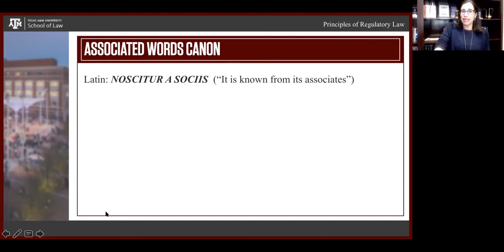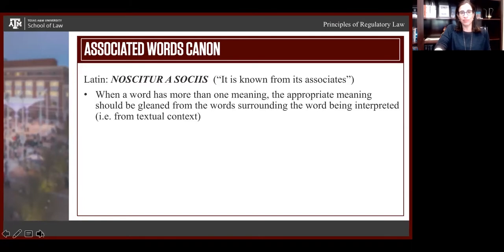Another linguistic canon is the associated words canon. In Latin, this is called noscitur a sociis, and you will see judges referring to it with this Latin name in their decisions. So all noscitur a sociis means is it is known from its associates.